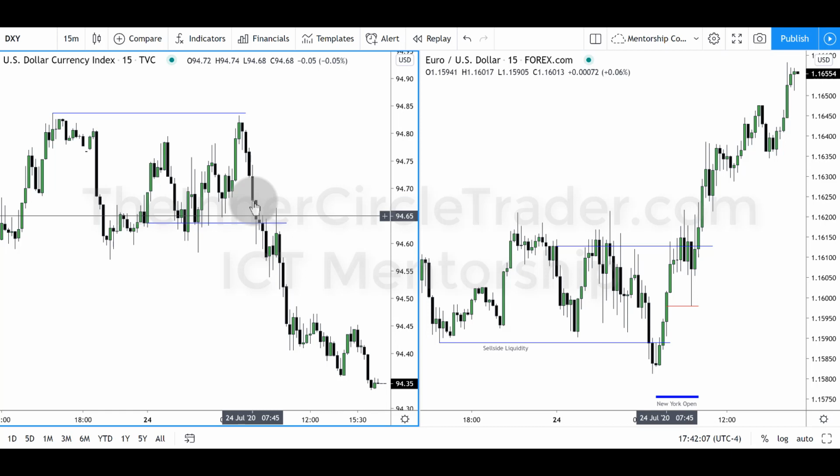Fair value gap, consequent encroachment. This candle's low. This candle's high. Midpoint, boom, hits it. We break down. We come back up in, rebalance right in here, immediate rebalance, and then goes lower and starts to just keep grinding lower. In euro, we had sell side liquidity pool here. The market breaks down, induces short selling, stops out anyone long.